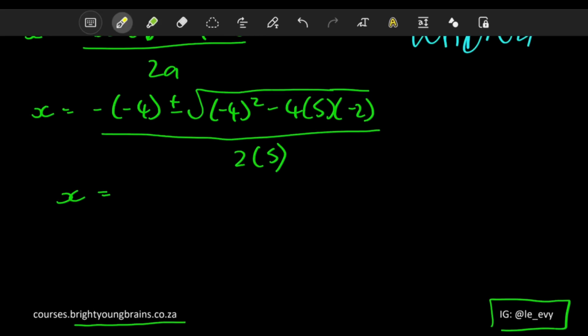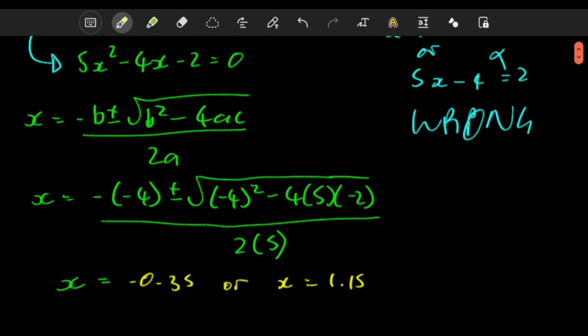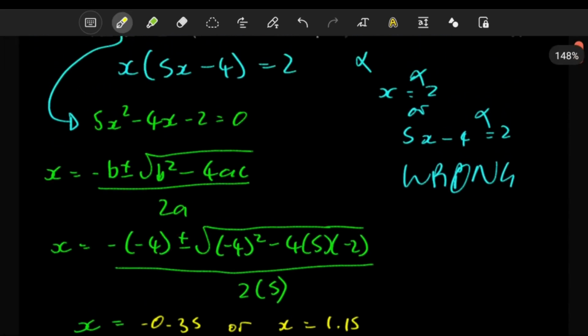Anyways, here if you put everything into the calculator, our two values for x, we're gonna get negative 0.35, or our x value is going to be 1.15. That's to 2 decimal places, as they asked right in the beginning.